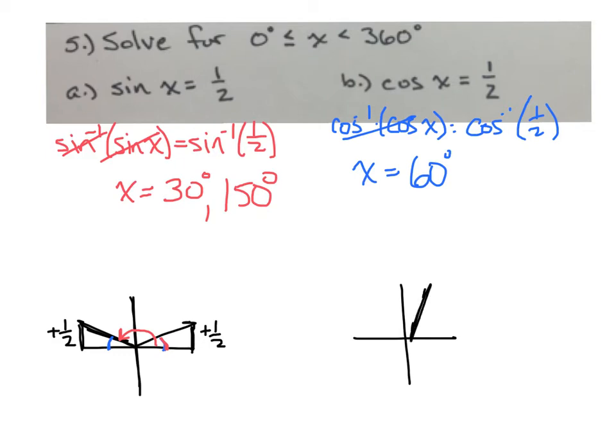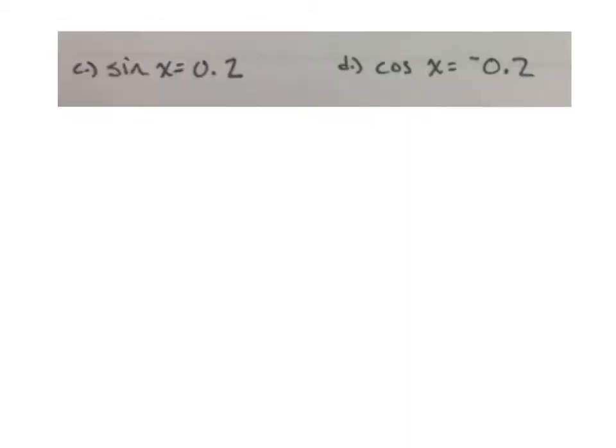60 degrees is right here. And the important thing about this 60-degree angle is it gave us an x-coordinate that was positive 1/2. Now, which other quadrant gives us an x-coordinate that's positive 1/2? Well, that's going to be the fourth quadrant. So what is the 60-degree angle in the fourth quadrant? That's going to be 300 degrees. Let's do it a few more times.